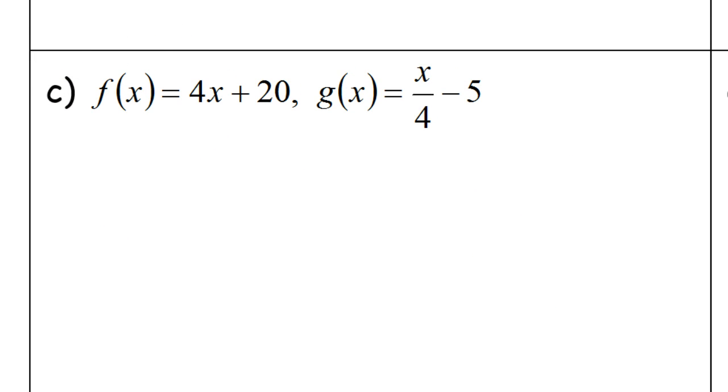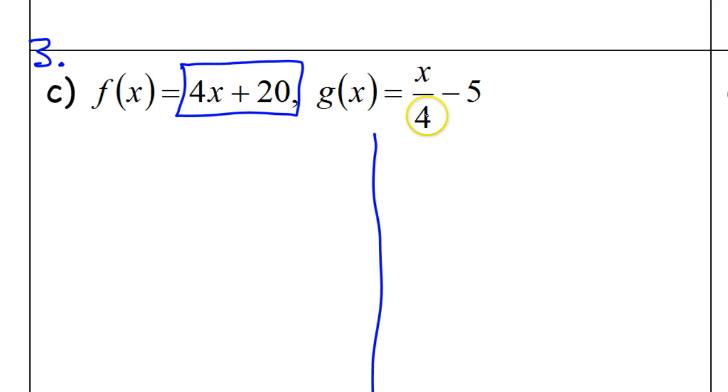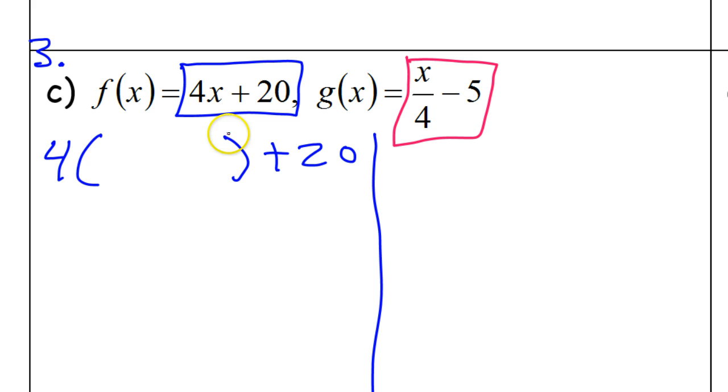Okay, again, if I want to show and prove that these two functions are inverses of each other, and it's still problem number 3, I will substitute each function into the other and see if I get x both times. So let's see. I'll do function f in blue, and I'll do function g in red, but 4x plus 20 becomes 4 parentheses plus 20. Now, so here comes function g. So I will put this in here, so that will give me x over 4 minus 5.